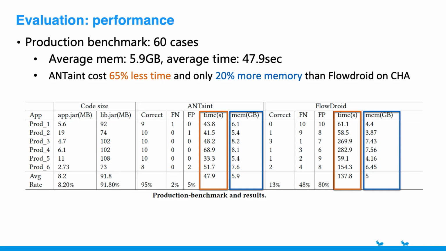Here is the performance result. As the table shows, the average time cost of ANTaint is about 48 seconds, and the memory consumption is about 6 GB. We know that the CHA algorithm infers core edges according to the class hierarchy and doesn't need to maintain a control flow graph. It is very fast and uses little memory, but introduces many false positives. Even so, ANTaint costs 65% less time and only 20% more memory than FlowDroid.